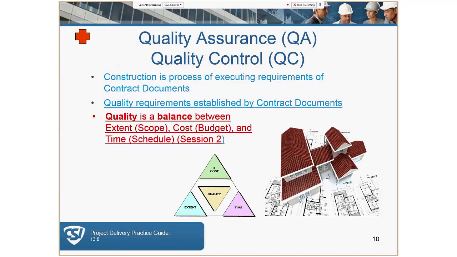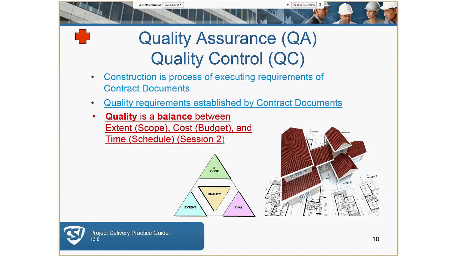You may recall this quality triangle graphic from session 2. As a reminder, quality is impacted by extent, scope, and time. Consequently, the owner has a tremendous impact on the quality of the project by setting the budget, the time frame, and the extent of the work. It's very important for you to remember that the owner is the one that sets the budget and the time frame and the extent of the work. The owner ultimately controls these things.